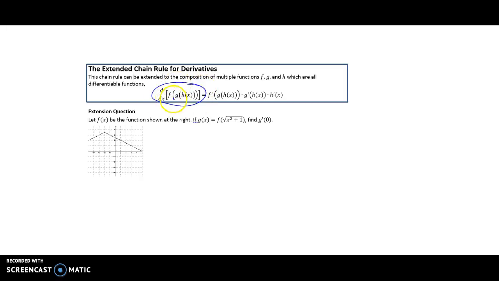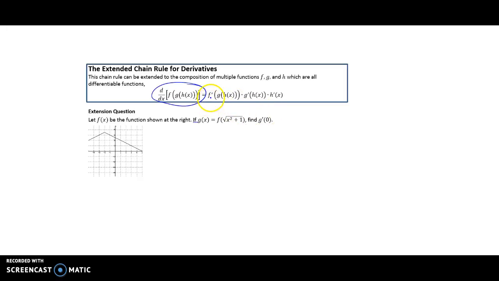We actually have f of g of h of x here. So the innermost function is called h. That's composed into g, and that composition itself is then composed again into f. To find the derivative of something like that, we're going to start on the outside, the outermost function, and work our way into that innermost piece.